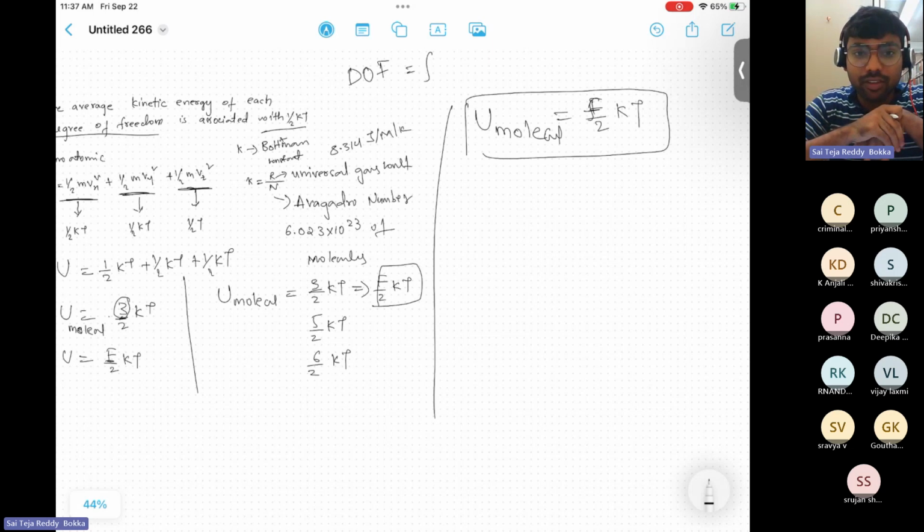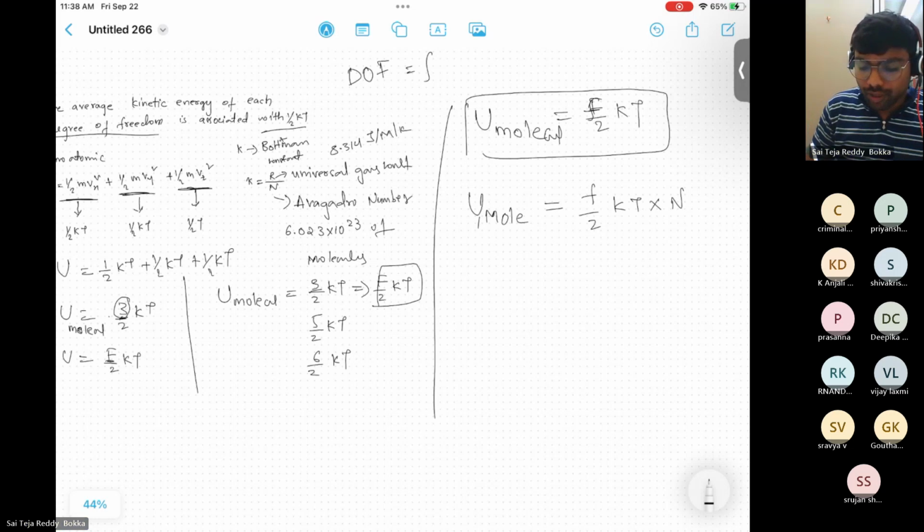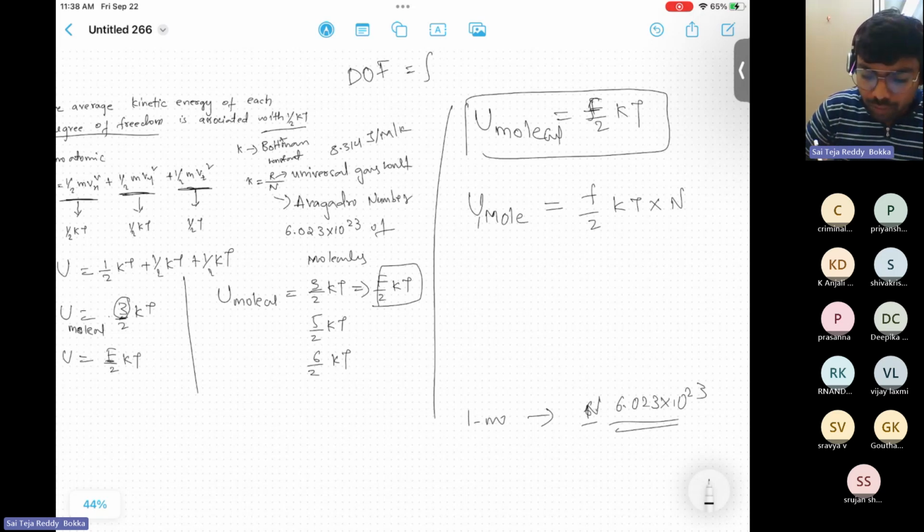Here the degree of freedom is given by small f. Small f by 2 into kT. If you want to calculate for a mole now, the energy U of a mole, for 1 mole, so what should I consider now? f by 2 kT into N. For 1 mole, we have Avogadro's number N, 6.023 into 10 to the power of 23 number of molecules. So for 1 mole, for internal energy, we have these many molecules now.